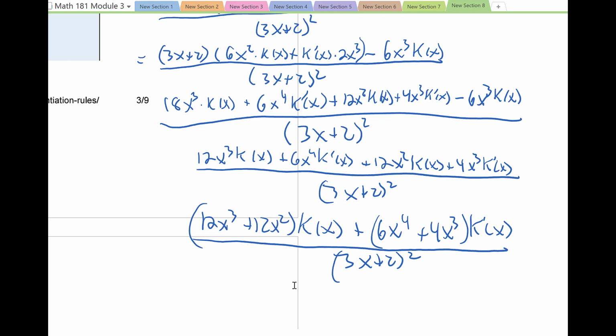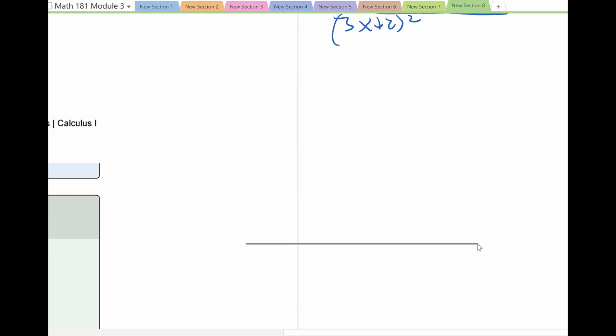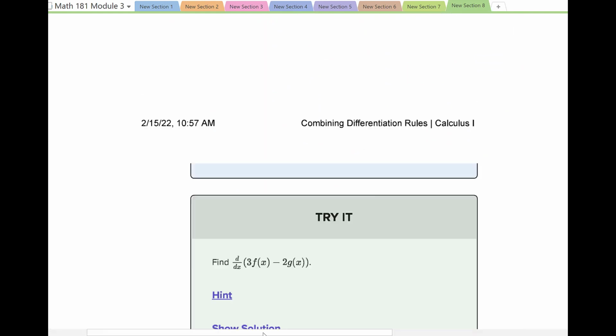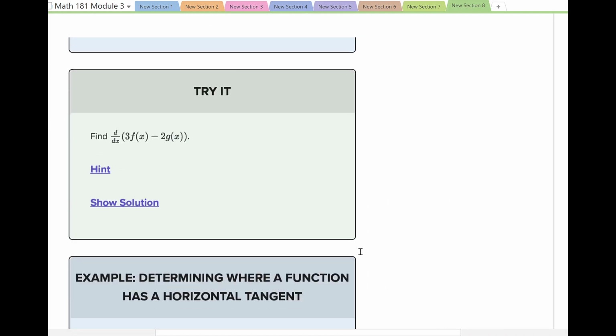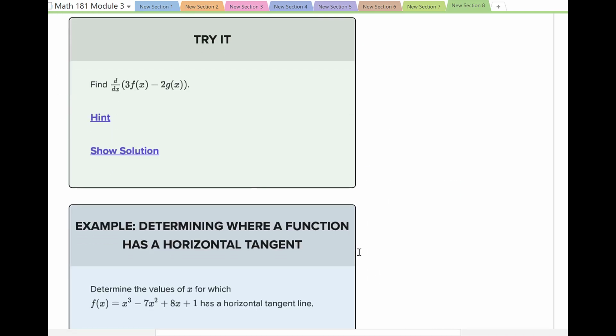Let's go forward to another one. The derivative with respect to x of 3 f of x minus 2 g of x. So that's going to be 3 times f prime of x minus 2 times g prime of x. If you want the long version, that's the short version.